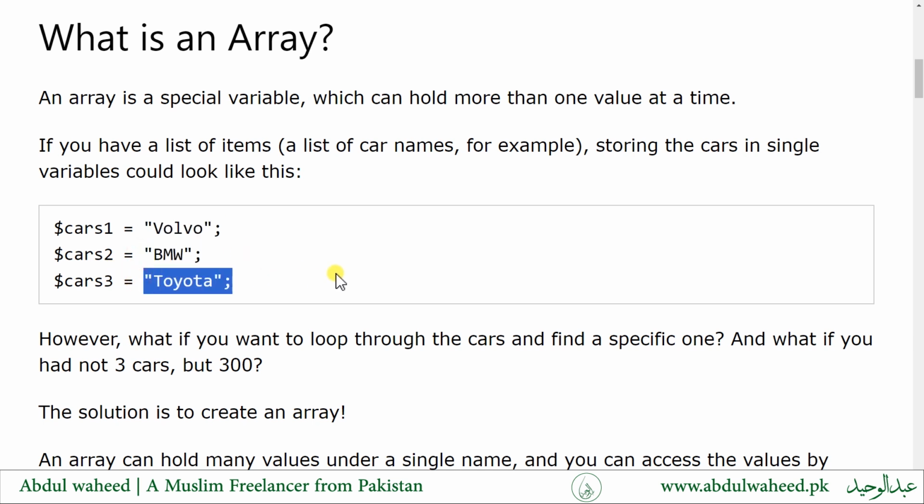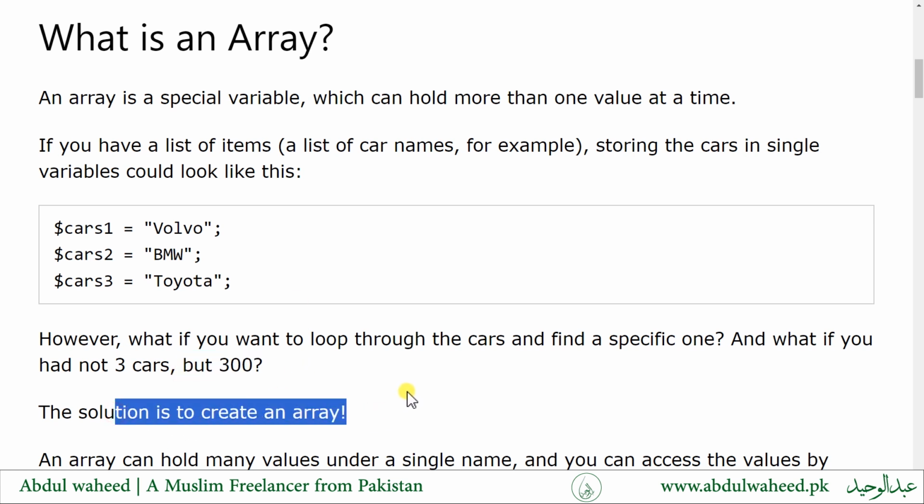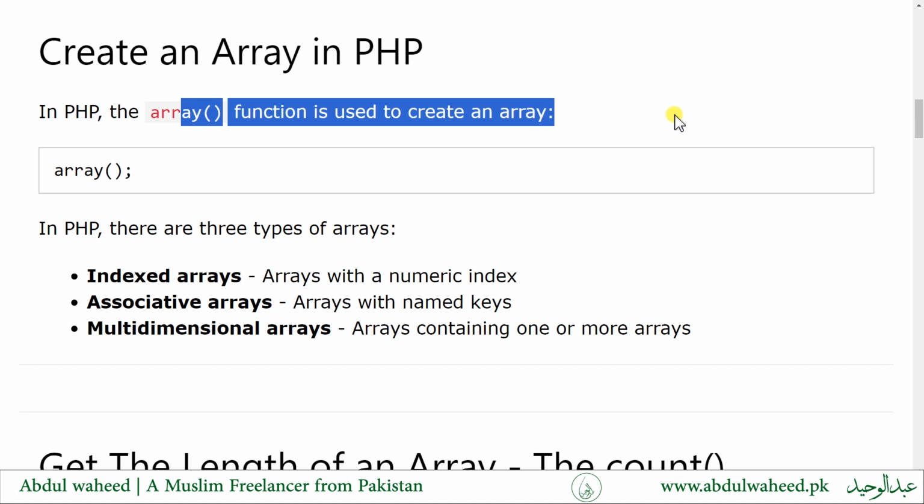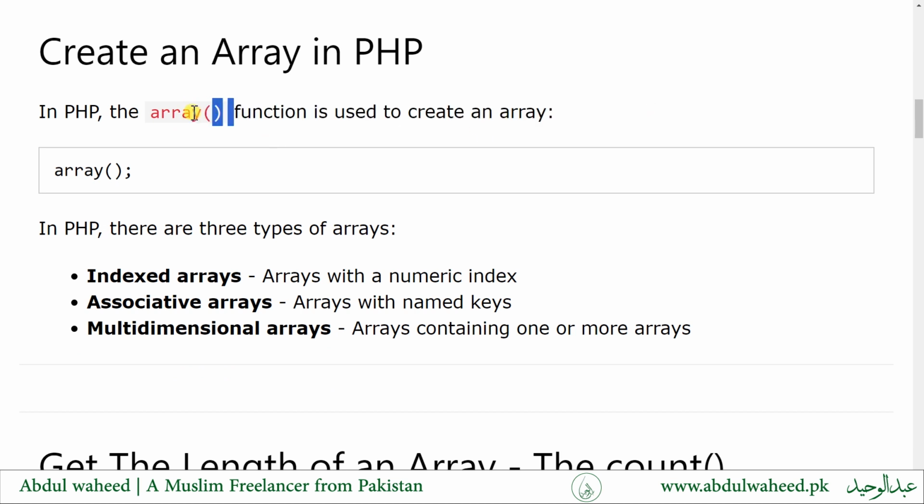However, what if you want to loop through the cars and find a specific one? And what if you had not 3 cars but 300? The solution is to create an array. An array can hold many values under a single name, and you can access the values by referring to an index number. In PHP, the array function is used to create an array.